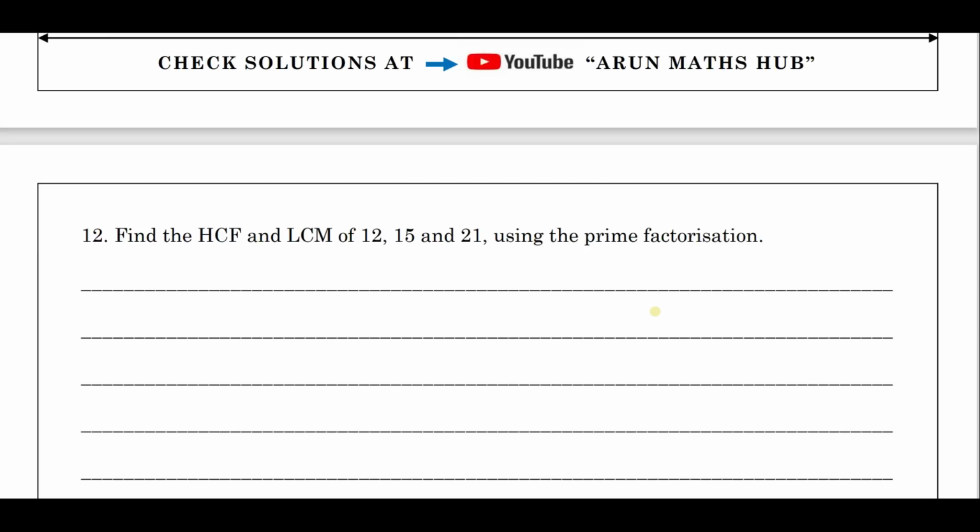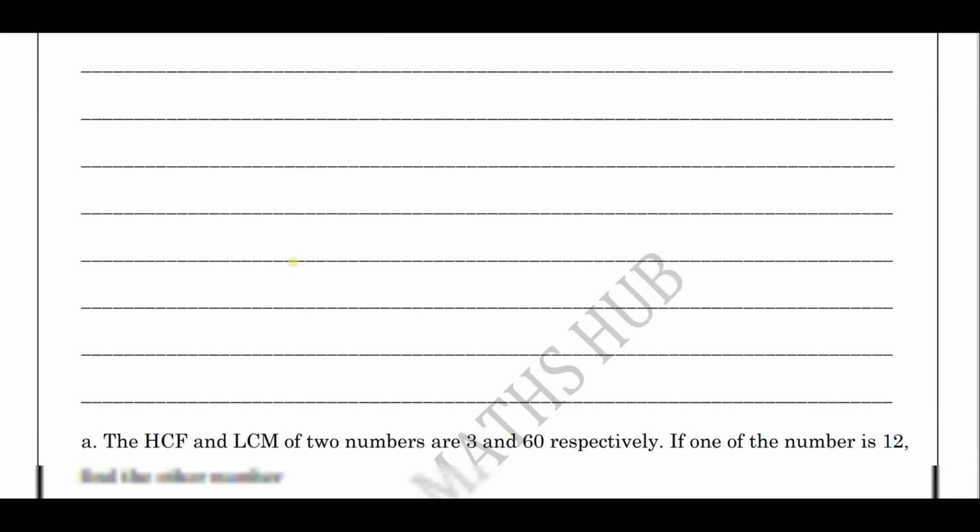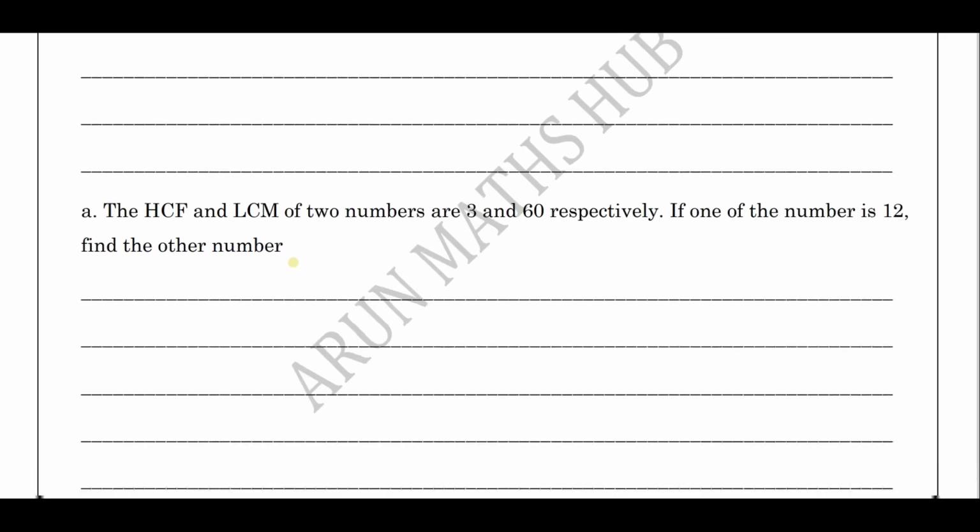One more question is there, you can try it out. Find the HCF and LCM of 12, 15, 21 by using prime factorization. Express 12 in the form of prime numbers, 15 in the form of prime numbers, and you can find out. HCF is the highest common factor, LCM you should write everything without repetition, highest power.